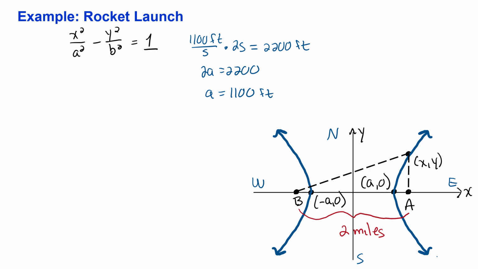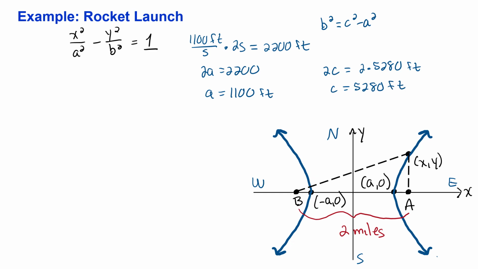And now we need to find b squared. For a hyperbola, we know that b squared is equal to c squared minus a squared. We need to determine the value of c so we can calculate b squared. To determine the value of c, we are told that the two people standing at the foci are 2 miles apart. We know that 1 mile is equivalent to 5,280 feet, so we can write an equation: 2c is equal to 2 times 5,280. Dividing both sides by 2 gives us c equals 5,280 feet.